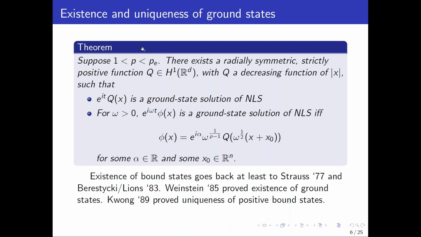So the theorem says that if you have an energy subcritical nonlinearity, then there will be ground state solutions of the nonlinear Schrodinger equation. They're given by e to the it times q of x. And you can say more about that. You can say that there is a ground state solution which is radially symmetric and which is strictly positive, and its dependence on the modulus of x is that it's strictly decreasing as a function of x. It goes to 0 as x goes to infinity. So one of these exists. There is a radially symmetric non-negative ground state solution.